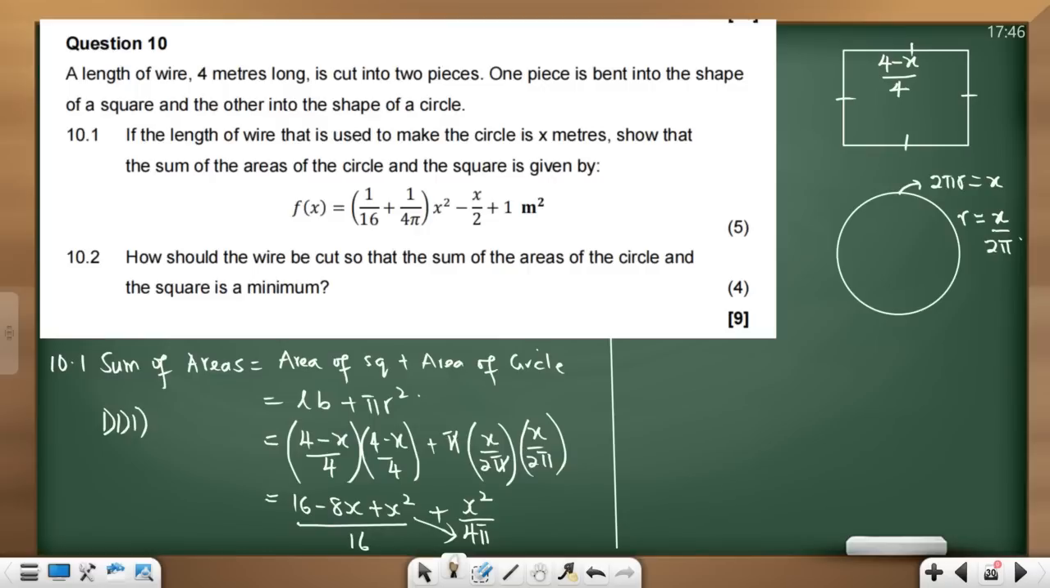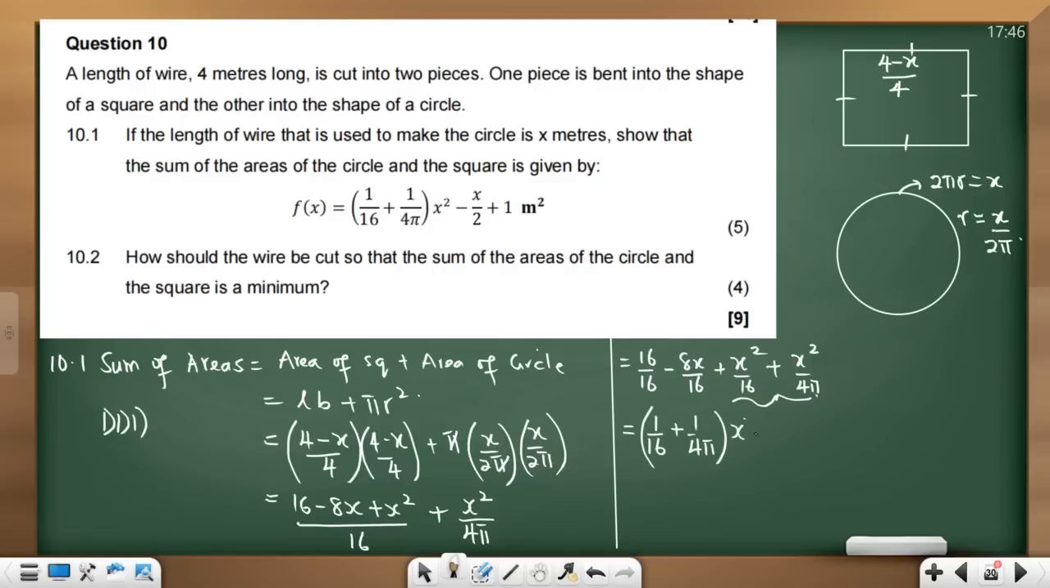I need to split this. Okay, I don't think we need to do that. Let's split that. This is something as 16 over 16 minus 8x over 16 plus x squared over 16 plus x squared over 4 pi. These are like terms. Alright? They are like terms. What is common there? 1 over 16 plus 1 over 4 pi is common.